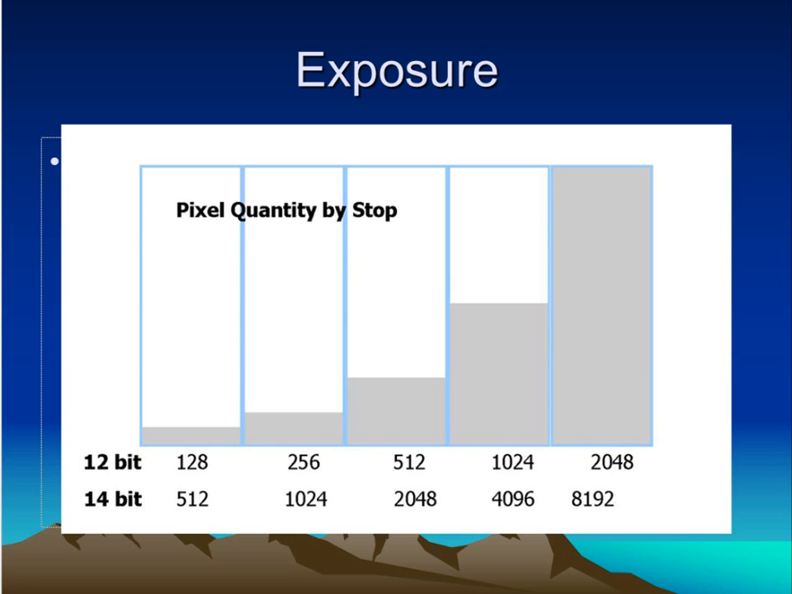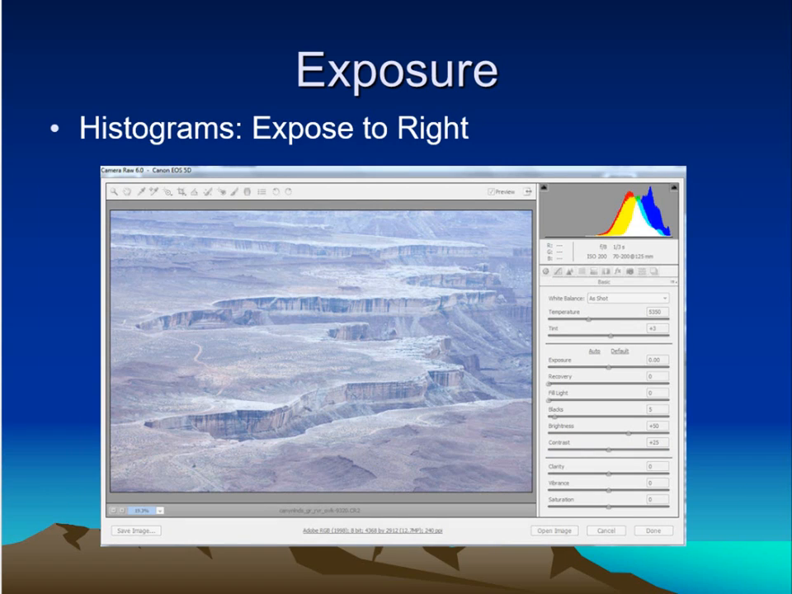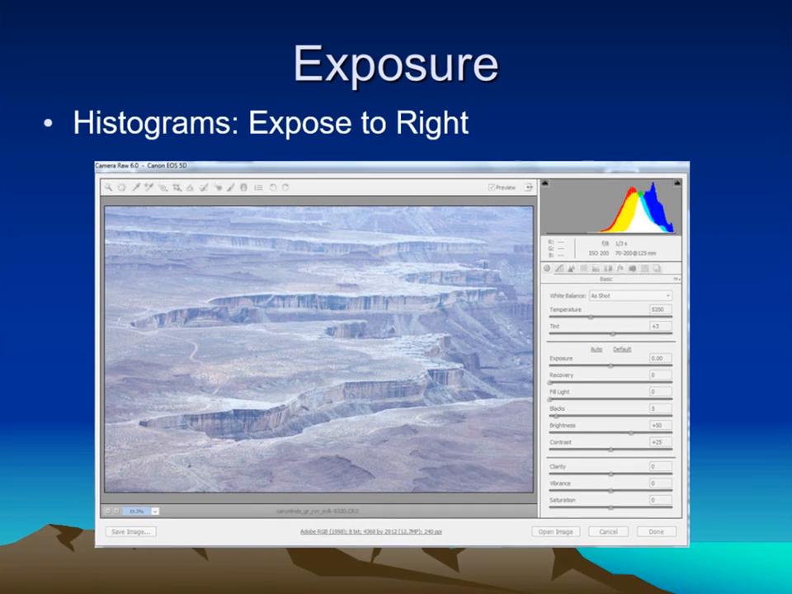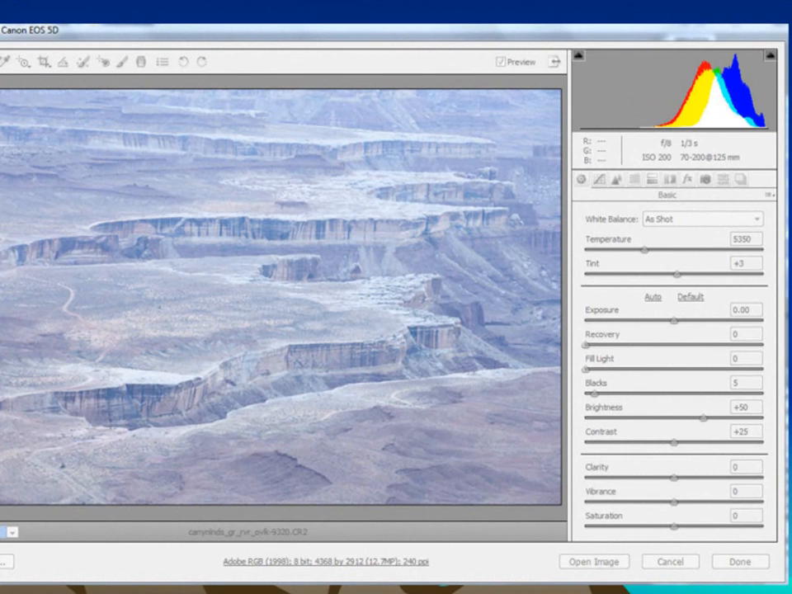So what does this mean? Well, it's what I call, and a lot of people call, exposed to the right. Purposely adjust your exposure to send the data to the right side where it's going to capture more information for you to process later on. Look at the histogram here in Adobe Camera Raw of this capture from Canyonlands National Park, in which I purposely exposed to the right. All the data is from the middle of the histogram to the highlight side of the histogram. So you're thinking, well, how does that work?